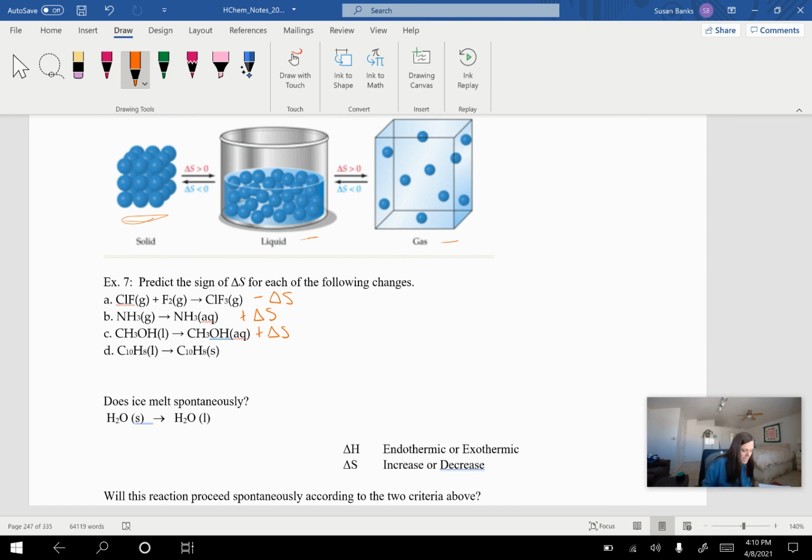Okay, here we have decane going from a liquid to a solid. We are going from a liquid to a solid crystal, which is way more orderly. So our delta S here, we are going to more order, so our delta S is negative.